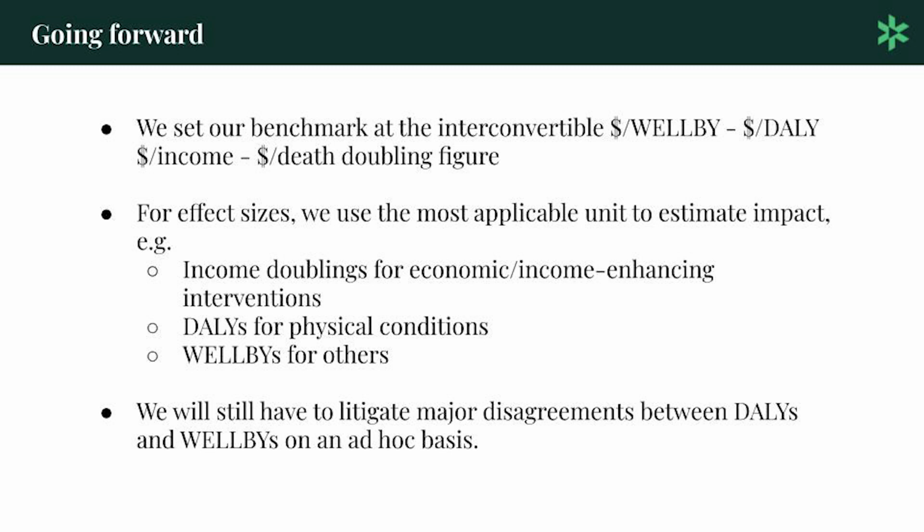So going forward, we are going to set our benchmark at the wellbeing, DALY, income, death, doubling figure. For effect sizes, we will use whatever the most applicable unit is, and then translate it to our benchmark. And we will still probably have to litigate major disagreements on an ad hoc basis when things look really weird, which they undoubtedly will. And that's it. I will turn it over to IPA, wherever you are.